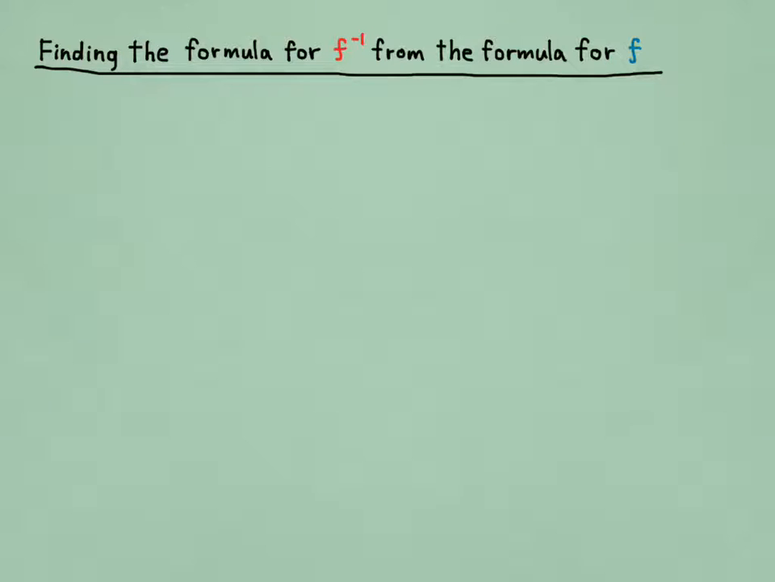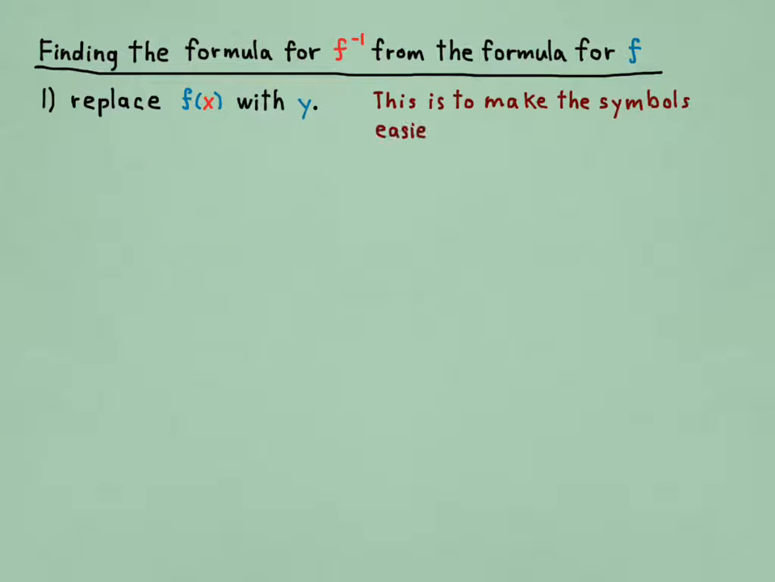Okay, continuing on with inverse functions, we need to know how to find the formula for f inverse from a formula for f, if there is a formula for f that you're given. Okay, so there's a number of steps here. So first, replace f of x with y, and that's just to make it easier to manipulate. Y is easier to manipulate than f of x algebraically, and so that's the only reason we do that. Okay, so I'll make a little note of that so you have it on your notes.